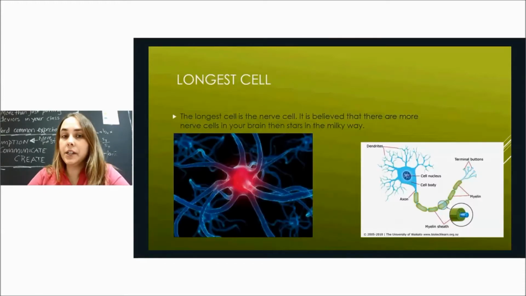The longest cell is the nerve cell. It is believed that there are more nerve cells in your brain than there are stars in the Milky Way. If you look at the picture on the right of the nerve cell, you might notice that there are some cells that are surrounded in the myelin sheath, and those are actually called Schwann cells. They are named after Theodore Schwann, who was one of the scientists to study animal cells in our last lecture, and contributed to the formation of the cell theory.